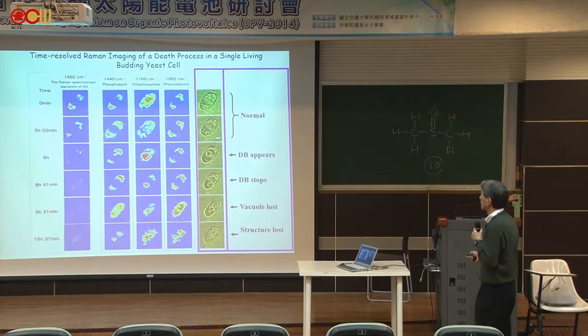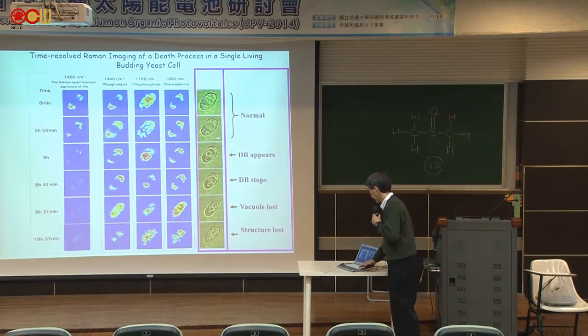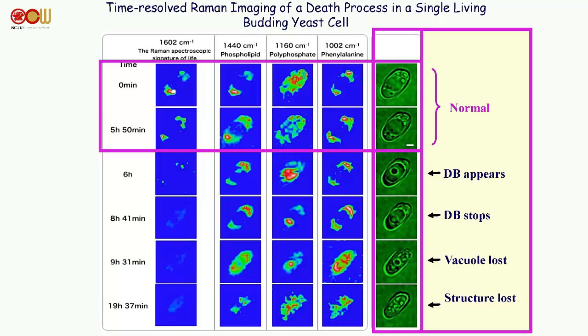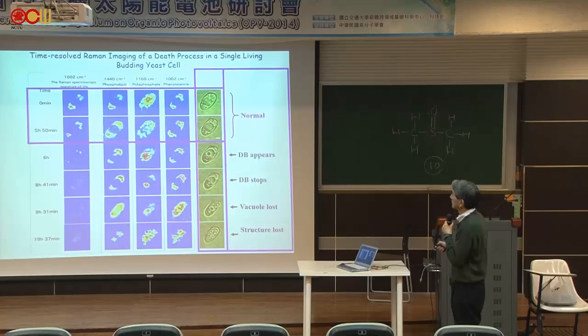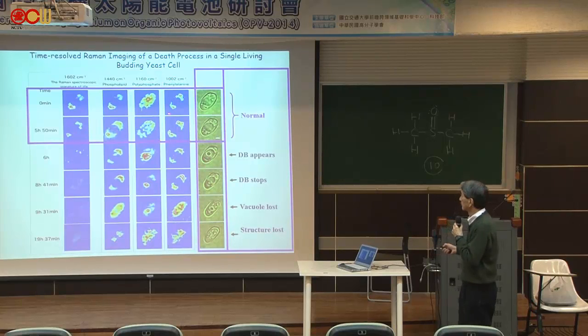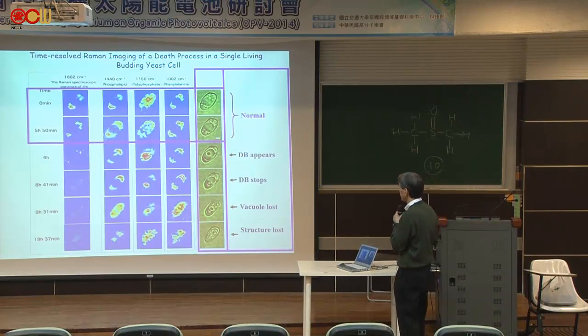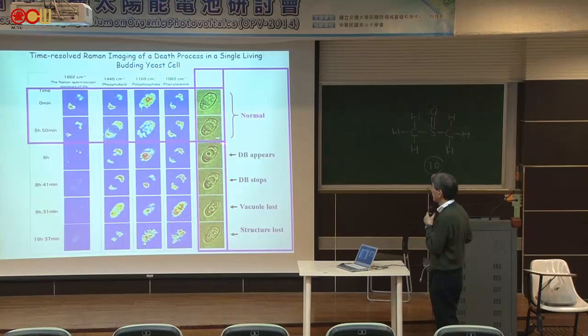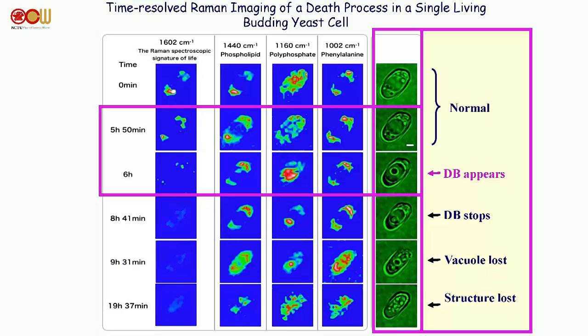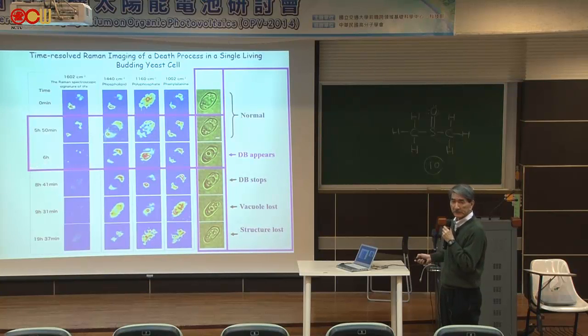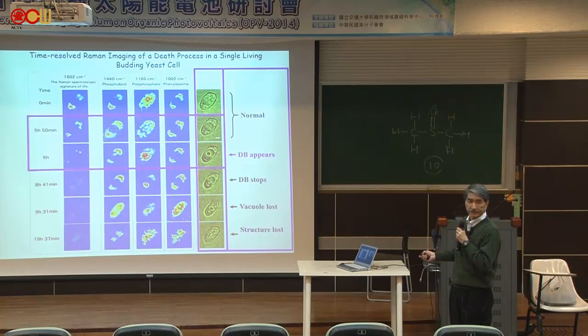Okay? So if you do Raman for this one, the normal one, you have these distributions of phospholipid and polyphosphate and phenylalanine coming from proteins. Then we have the 1602 wave number band very strongly like that. So these are normal distribution Raman images. But after the dancing body appears, you see the 1602 wave number band suddenly disappears as the dancing body appears.